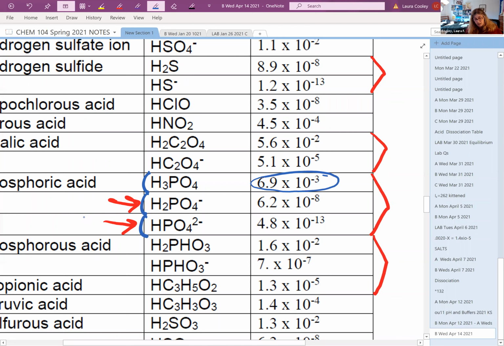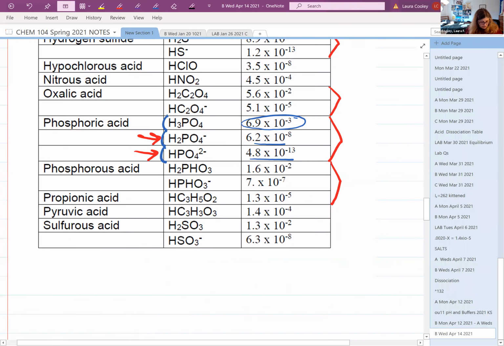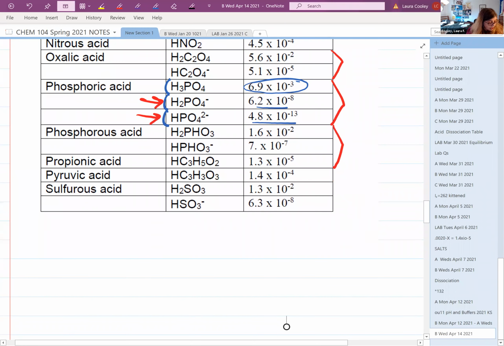You could remove a proton, you'd have H2PO4 minus. You could remove another proton, but look, the Ka is smaller. You could remove a third proton, but the Ka is smaller still. So what I'd like to do is show you what these Kas are referring to for phosphoric acid. So here's phosphoric acid, and then the 2 other chemicals that come after you give up a proton: H2PO4 minus and HPO4 2 minus.